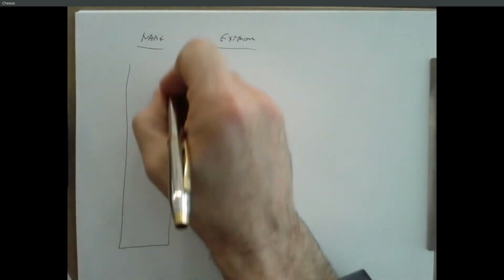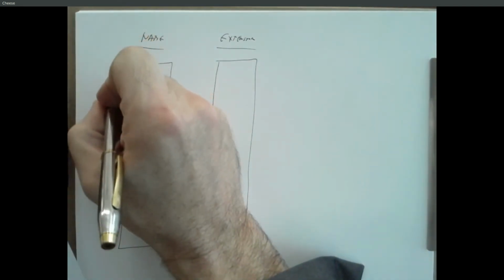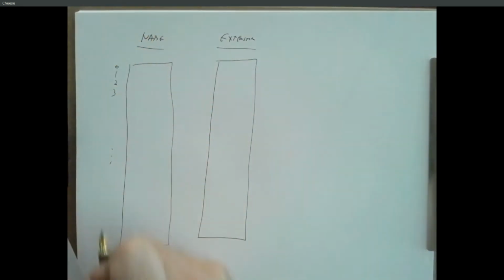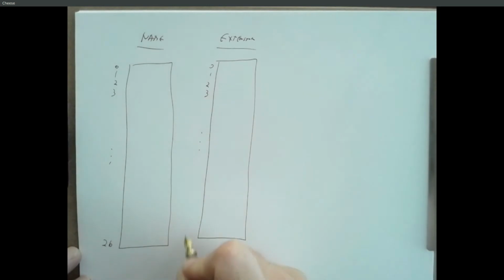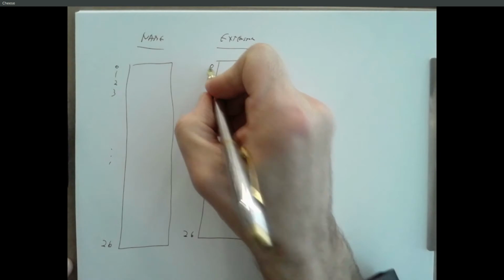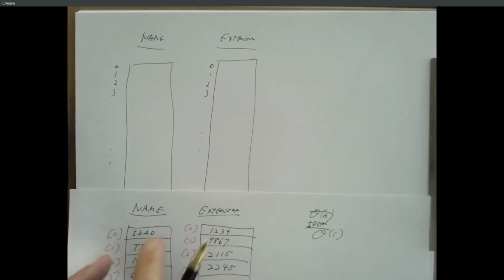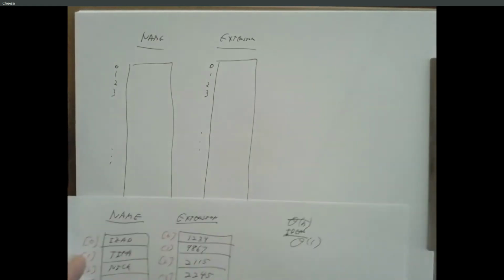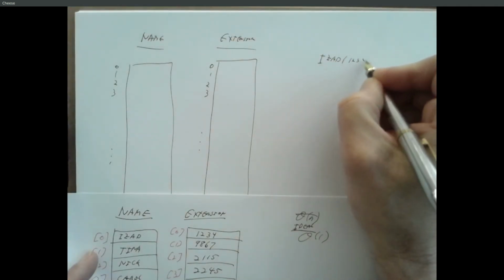I'm going to make these arrays a little bigger. I'm going to make them 27 entries, so they're going to go from 0 down to 26. Okay, so we're going to load information into these arrays. The first thing we get is Izad, extension 1, 2, 3, 4.